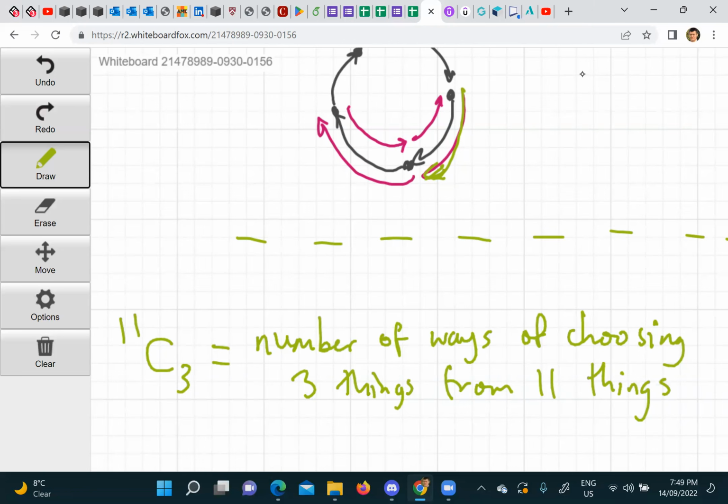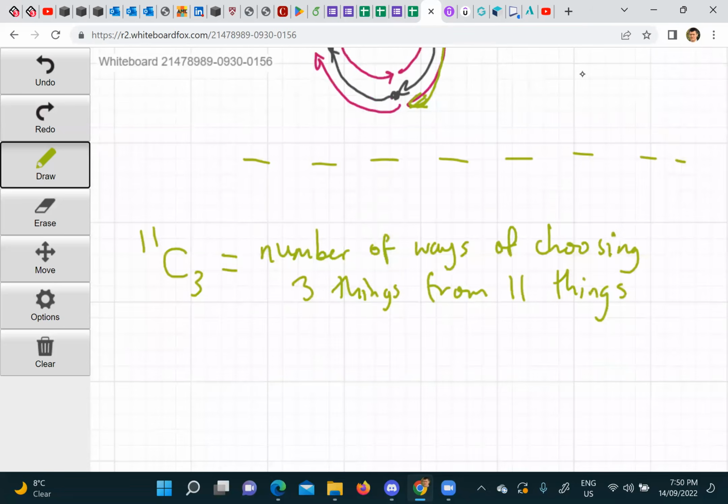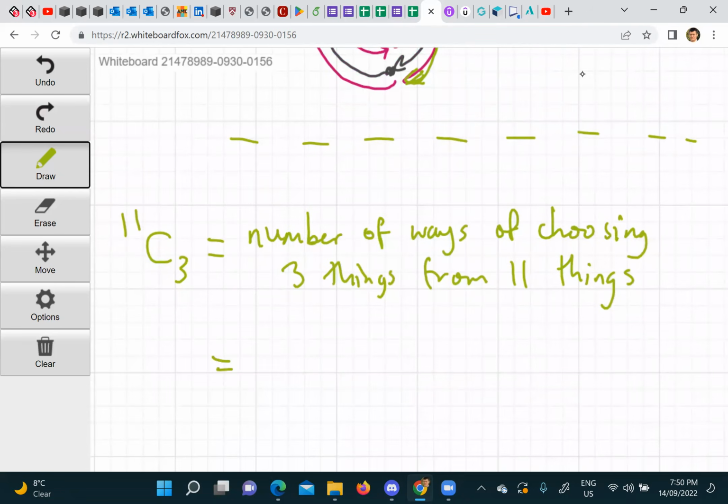Do we need to divide? Oh no, because if you have the second move anti-clockwise and the third move anti-clockwise, it doesn't matter if you switch. You still get the same sequence of moves, so then you have to divide. So 11 choose 3 is basically 11 factorial over 8 factorial times 3 factorial.